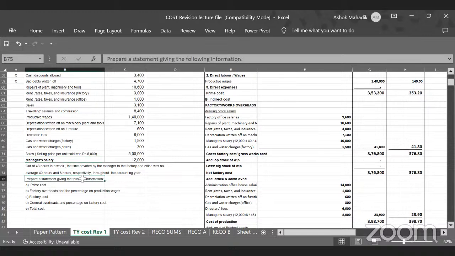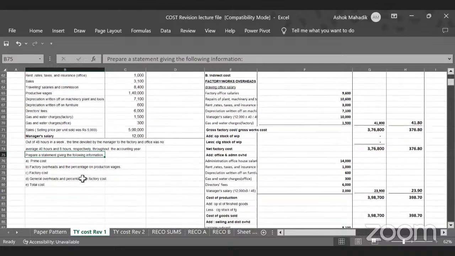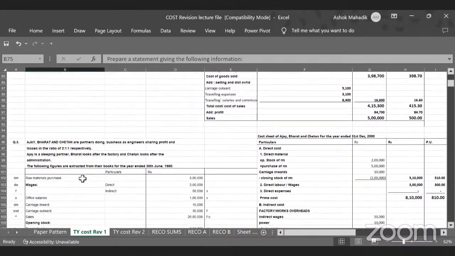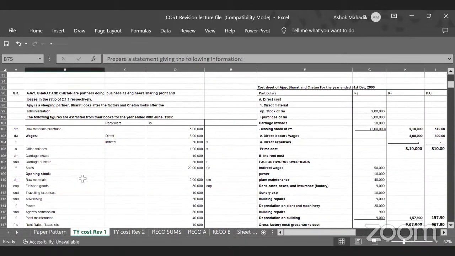It says out of 48 hours in a week, the time devoted by the manager to factory and office is in the ratio of 40 hours and 8 hours. So you have to divide manager's salary in the proportion of 40:8. So 40 upon 48 into salary will give you factory and the rest to the office. So simple question. Do not waste your time here. Next one.